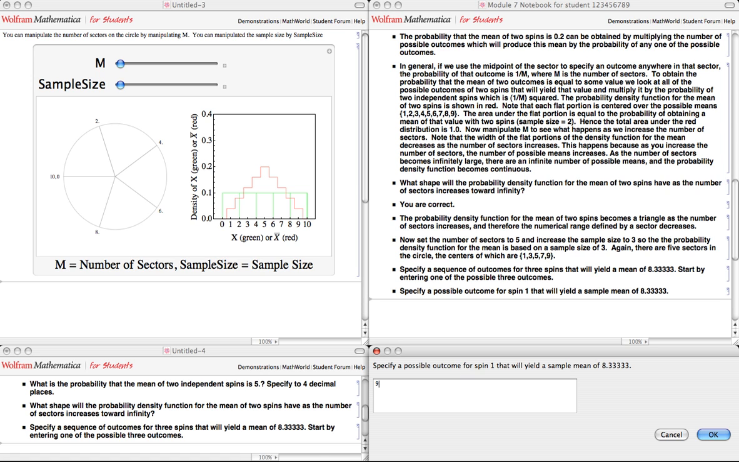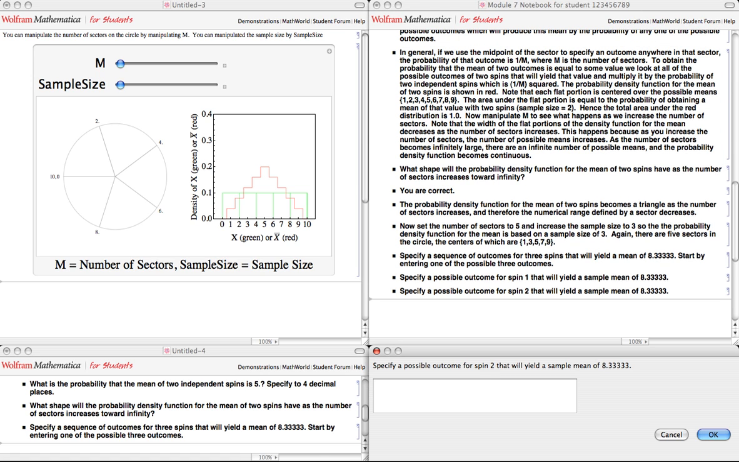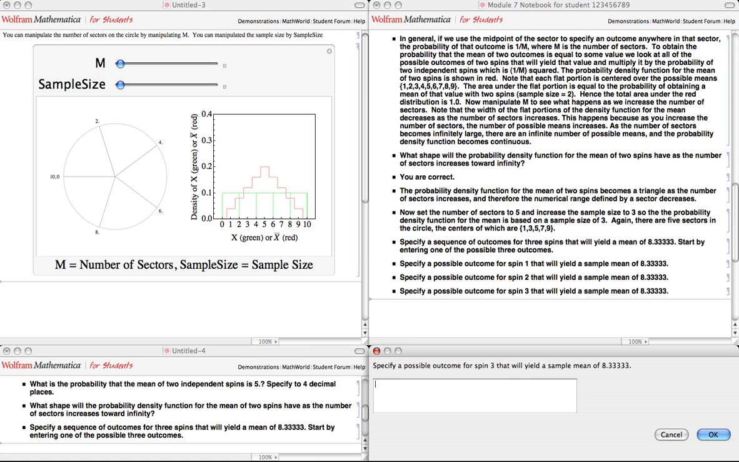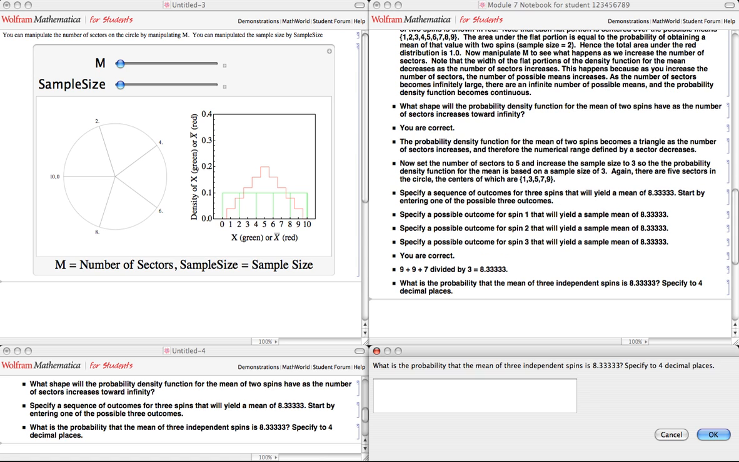So the outcome of the first spin should be 9, the second one 9, and the third one 7. That's the only way, given these outcomes, that you can get a sum of 25, which divided by 3 gives the desired mean.